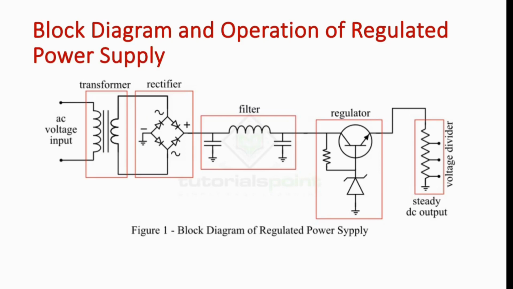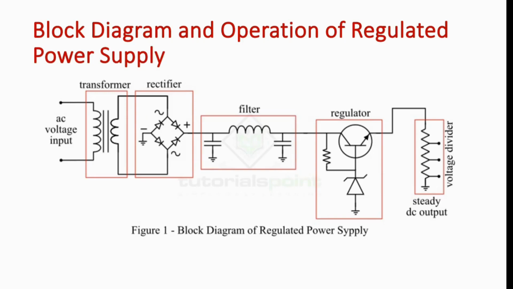Normally we are dealing with a single phase AC supply of 230 volt, but the requirement of DC source is about 9 volt, 10 volt, 12 volt or 5 volt, like that only. So for that we need to convert AC source into DC source with the help of a regulated power supply.